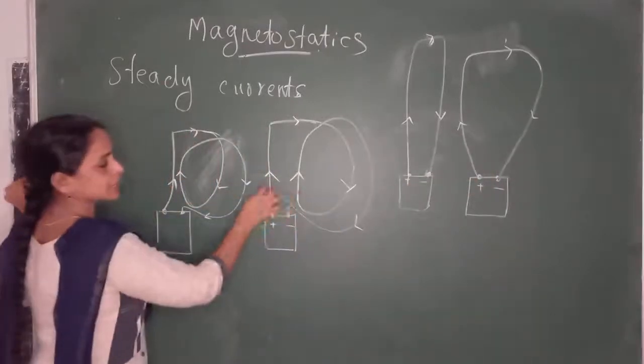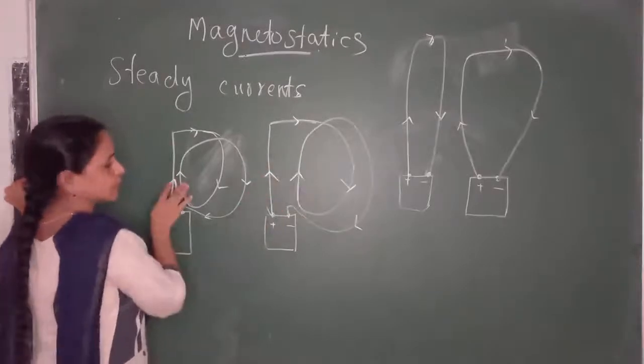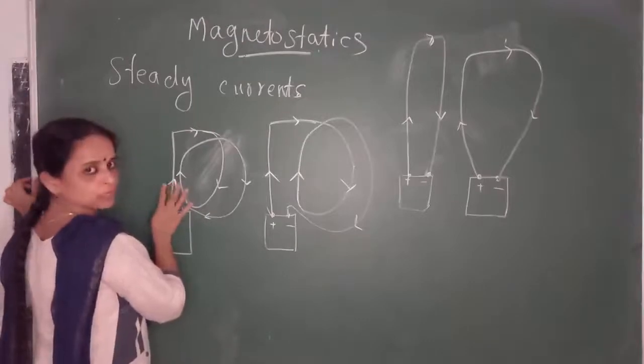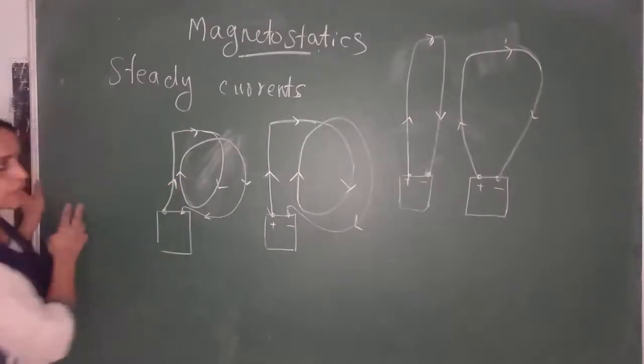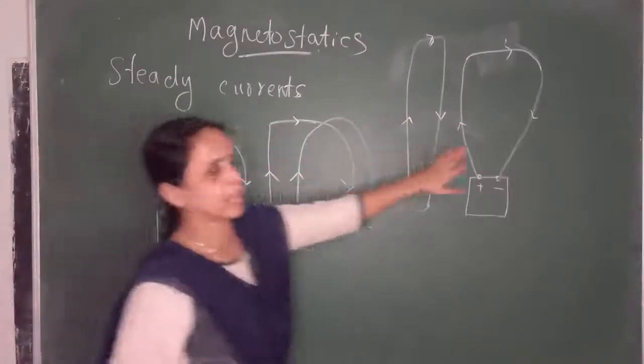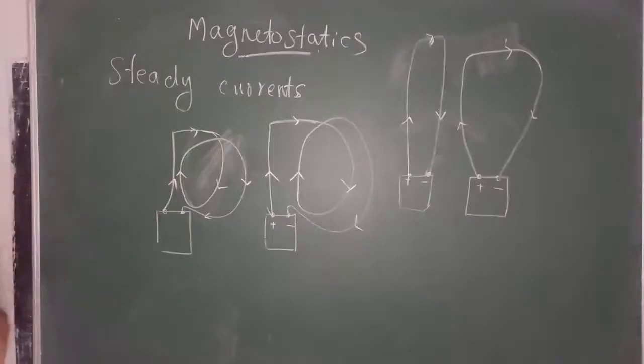And when these two currents are in the same direction, then you can see that the wires will attract and come close together. So what is the difference between all these things? Why does it happen like this here and like that there? That is our question.